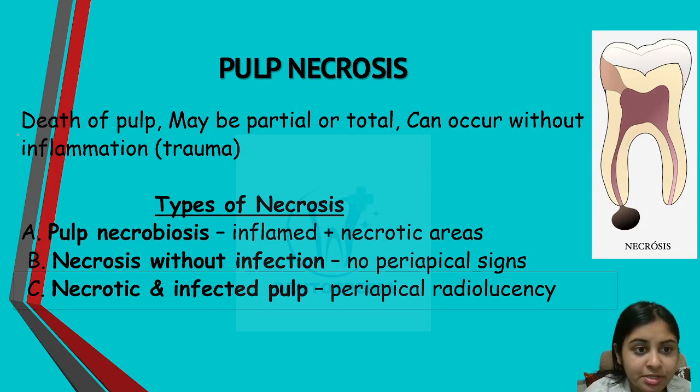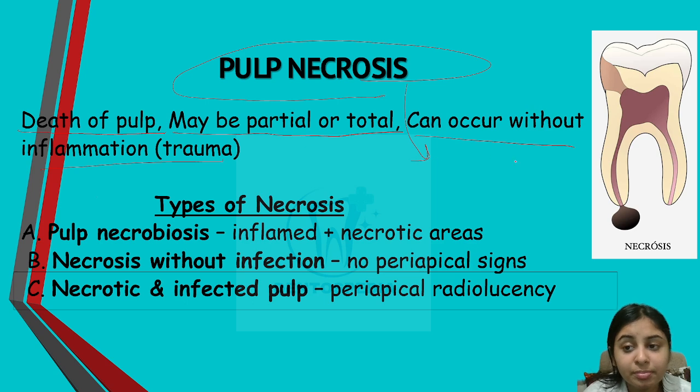Actually, pulp necrosis is nothing but the death of the pulp. It may be partial or total, and it can occur with or without any inflammation. So it is the condition when the pulp has lost its vitality. When the pulp is unable to respond to any vitality test, the pulp has become dead. But it may be partial or total. It may happen due to trauma or due to inflammation.